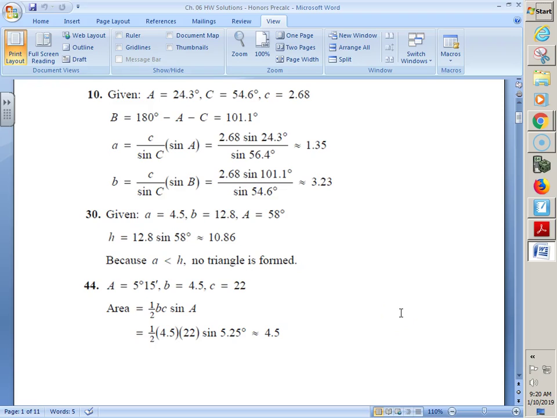And the number 44 was a simple plug and chug to the area formula, right? You guys okay with finding the minutes? Remind me really quickly. Where are the minutes found? Second apps, the angle menu. Good. And you're in degree mode for all these, right?